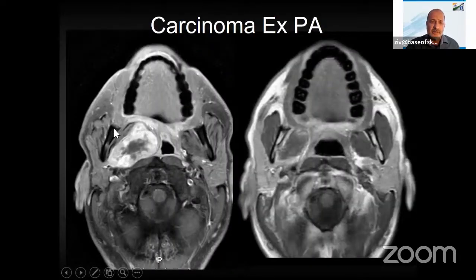Again, you can see here before, this is another case of carcinoma ex pleomorphic adenoma. You can see here the configuration of the tumor that goes anteriorly to the mucosa. These are very risky to remove using finger dissection. As you know, sometimes it's peeled, sometimes not.